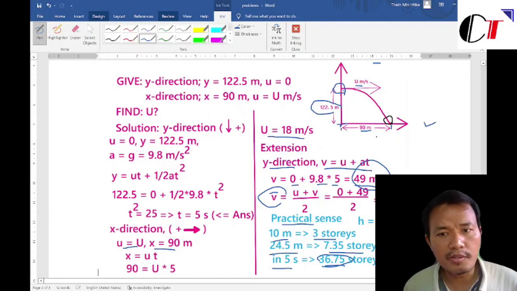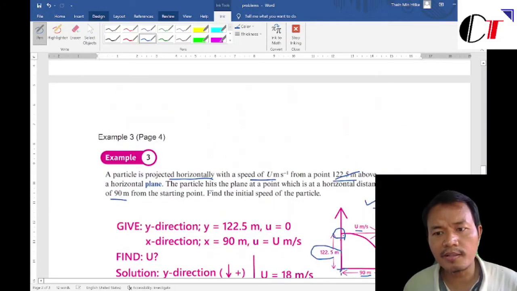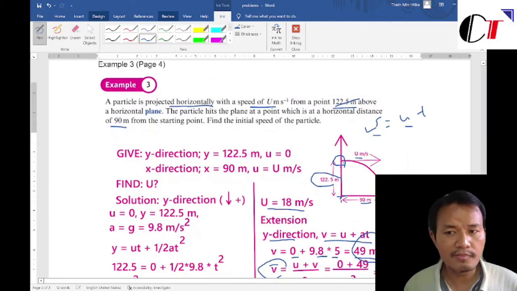Since you don't know the time, to find the initial speed you have to find the time. From the x direction, you cannot get either the initial speed or the time, because you have two unknowns and only one equation.